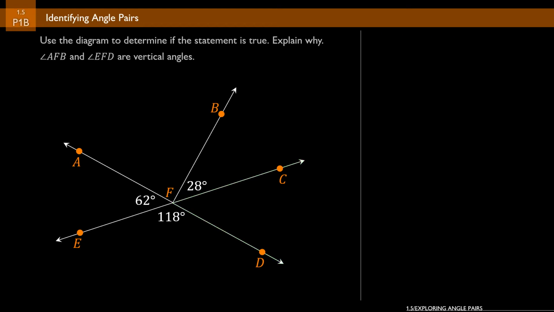Looking at statement number 2, angle AFB and angle EFD are vertical angles. So again, we're going to identify angle AFB with the orange highlight. In order to be vertical, it has to be directly across from it, and it has to be the same angle measure. You can see that in this case, ray FA is an opposite ray to ray FD, but ray FB and ray FE are not opposite rays. Therefore, the two angles cannot be vertical.